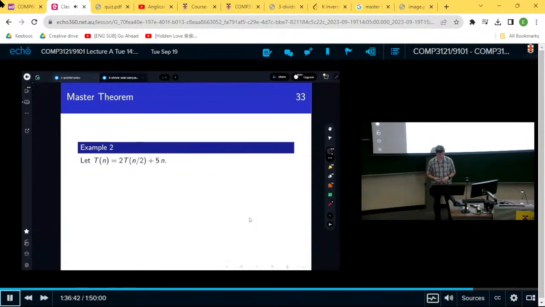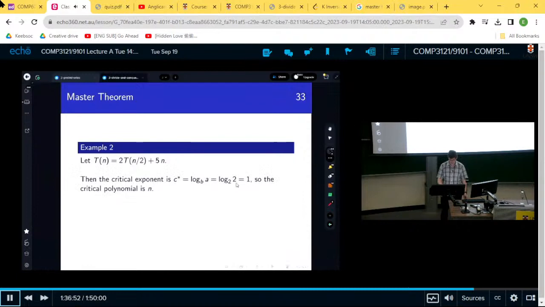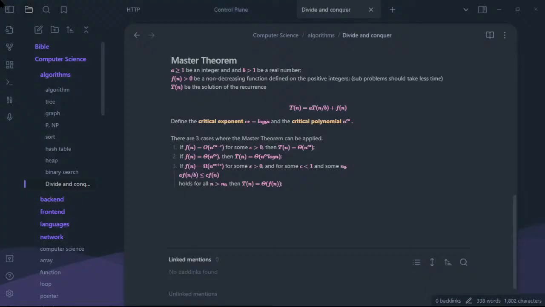Example 2 looks very similar to merge sort, right? So the critical exponent is log base b of a, so log base 2 of 2 is 1. So the critical polynomial is n. And so this corresponds to case 2. Of course 5n is big theta of n. So this corresponds to case 2 of the master theorem, and the running time will be big theta of n to the power of the critical exponent times log n.